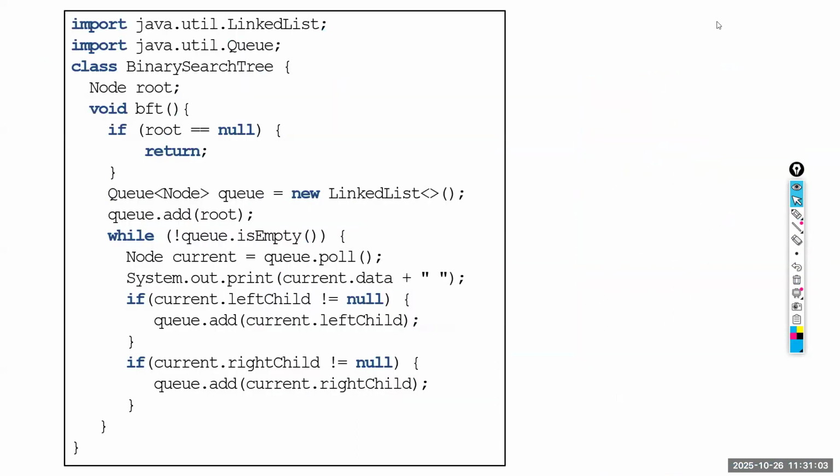So this is the code. Here I have used the Java queue. Remember we discussed the collection framework in semester 1 programming. So Queue is an interface in Java, but the implementation must be a linked list, because Queue is not an implementation class, it's an interface. So let me show you.